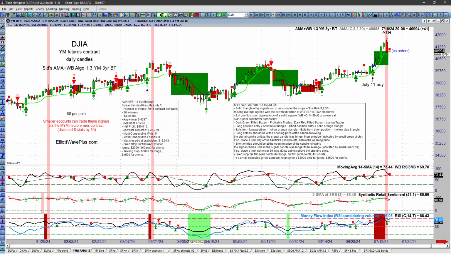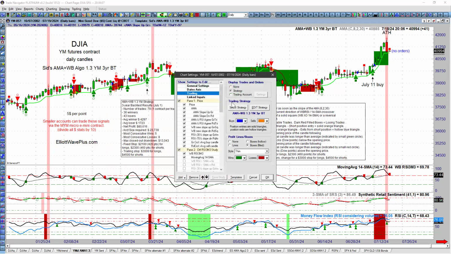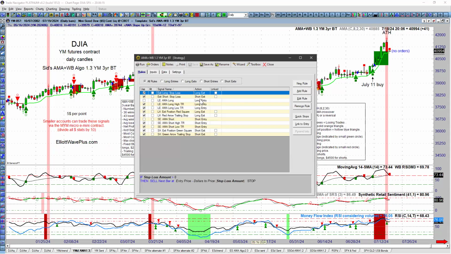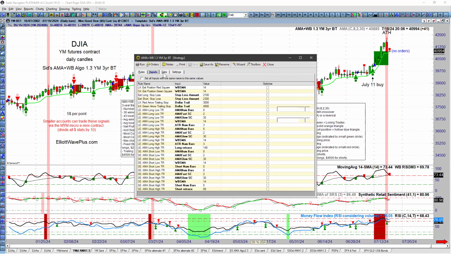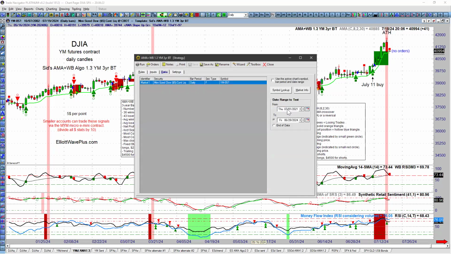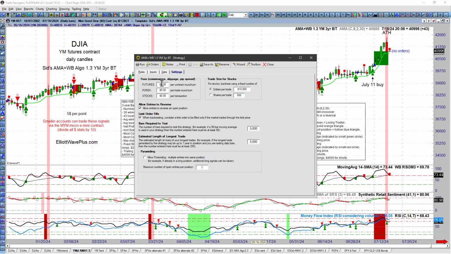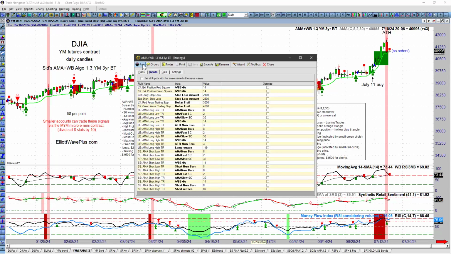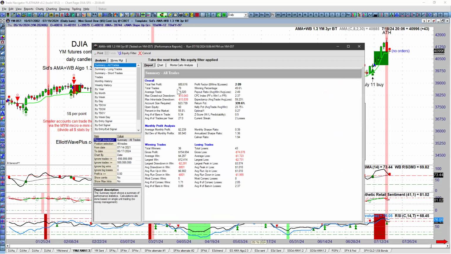Oh, and notice, I'll just show you very quickly, once I test for all of those parameters, and I'm on the YM contract, and I test from July 1 of 2021 through the end of June 2024. So it's the most recent 3 years running. And I also figure that it charges a round-turn commission for the contract. That's all built in. Then when I run it, it comes up with these stats.